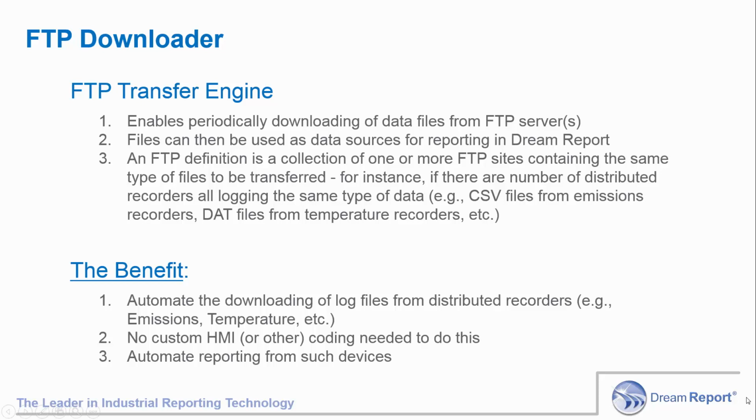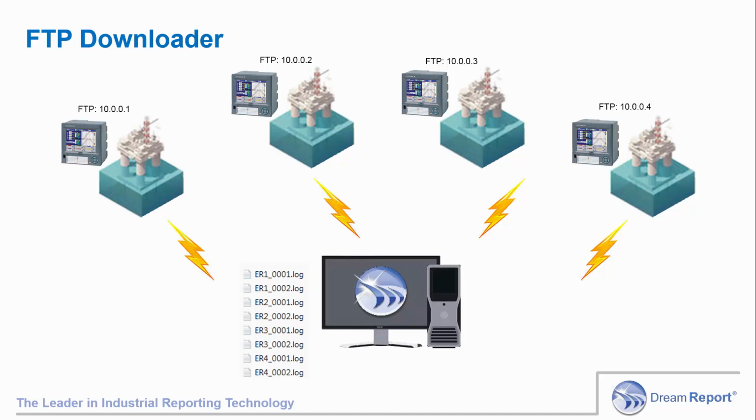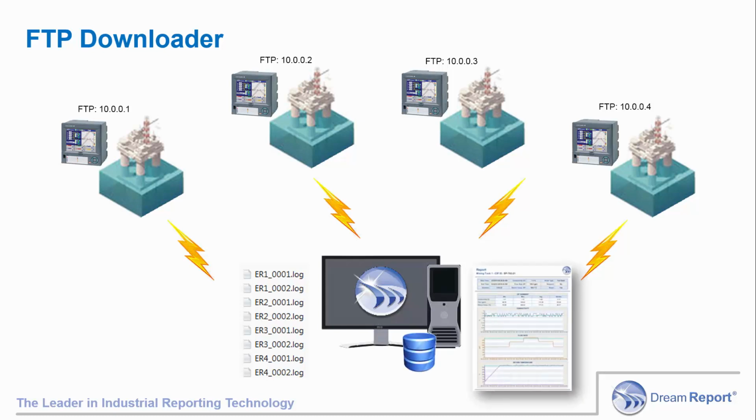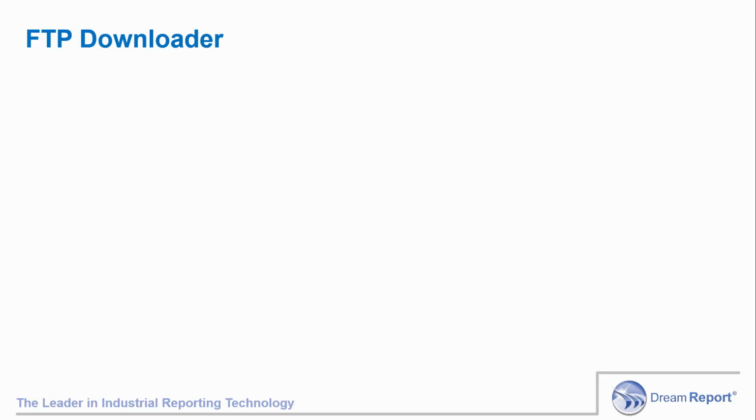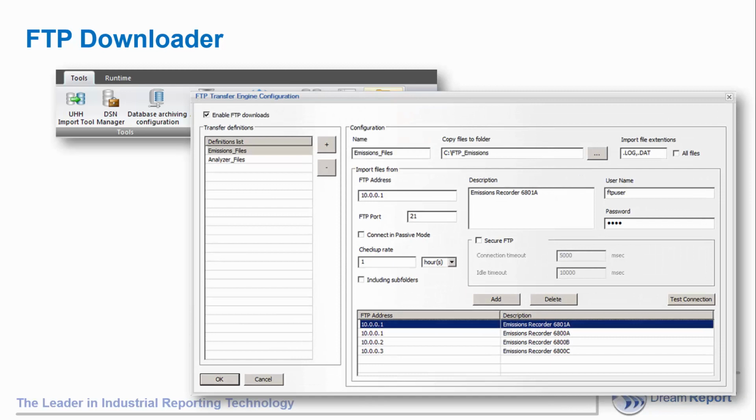For instance, in this FTP transfer configuration, once configured, Dream Report will automate the transfer of the files without any manual intervention or an external application being needed to facilitate the log file downloads. This data can be automatically stored to a centralized SQL database and then reported on. The configuration for this is simply a fill-in-the-blanks type form, and Dream Report automates the rest.